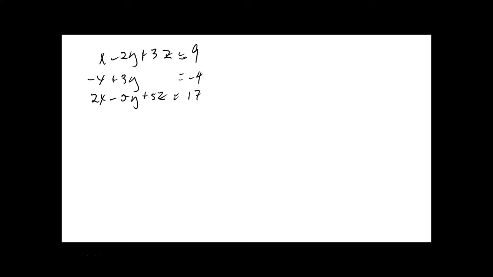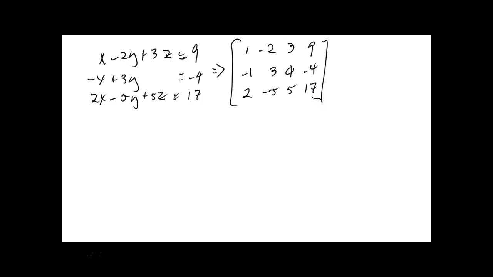Now, first thing we're going to do, guess what? An augmented matrix. And what would that give you? 1, negative 2, 3, 9. Negative 1, 3, 0, negative 4. 2, negative 5, 5, 17. All right. What's the first thing you want to happen?